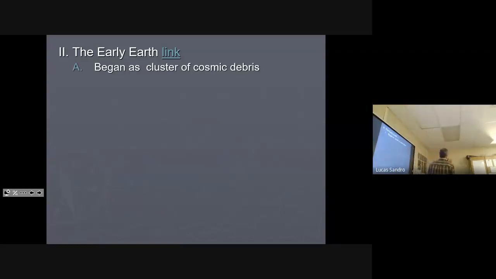If you're wondering how we know how the Earth formed, nobody was here. We basically know how planets like Earth form, so we can extrapolate that that's how the Earth formed. Planets like Earth start as basically space junk.